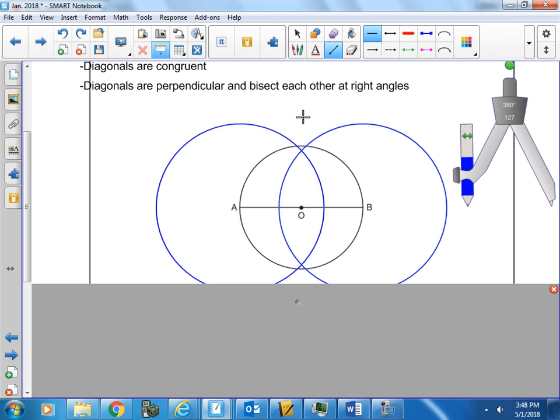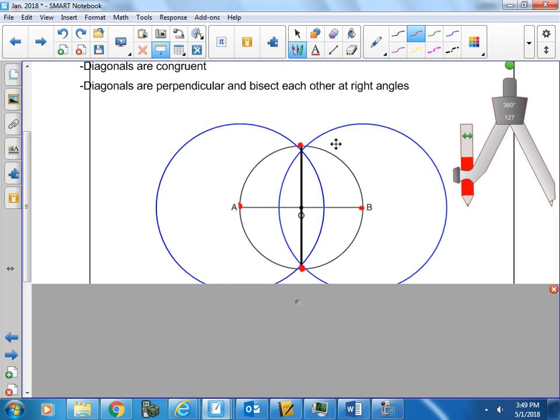And I'm really only concerned about where it hits the circle. And if we do it correctly, it should go right through the center point. All right, so now we have 4 points on the circle. And let's mark those 4 points. So we have 1, 2, 3, 4.